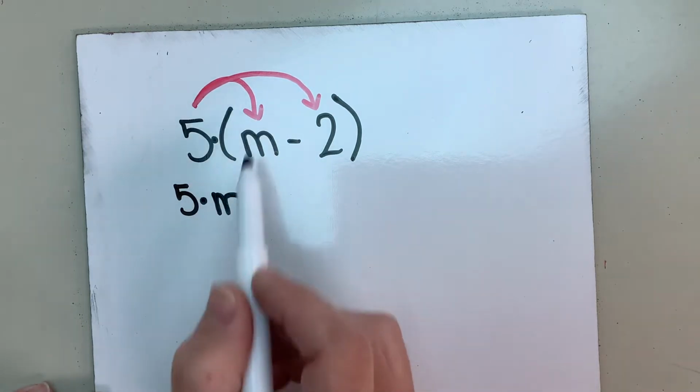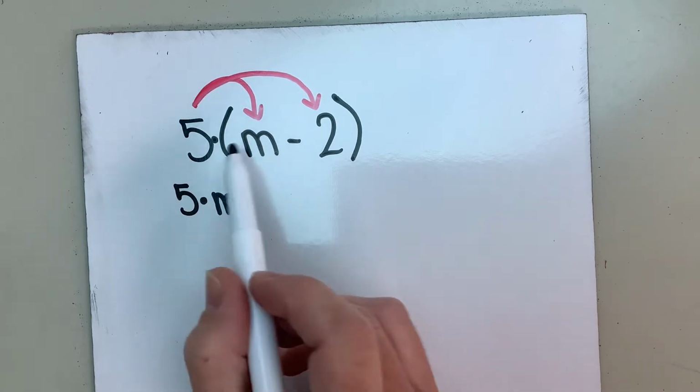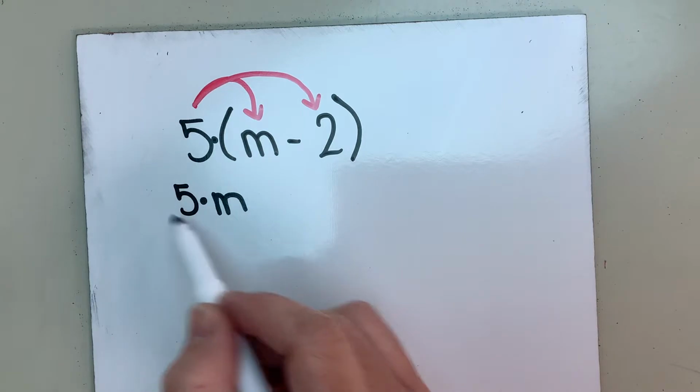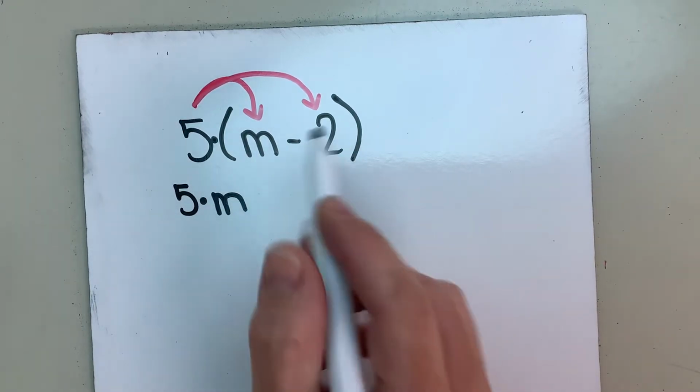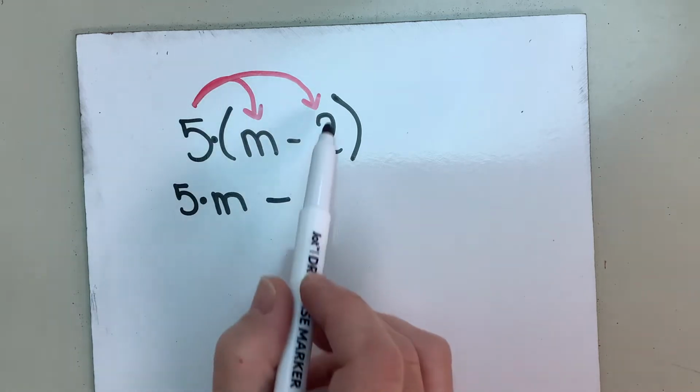So 5 times m. Be very careful. Do not change the order in which these are listed. This is the first term. This is the second term. They should stay first term and second term. Keep the sign, so it's a minus. And now we're going to do 5 times 2.